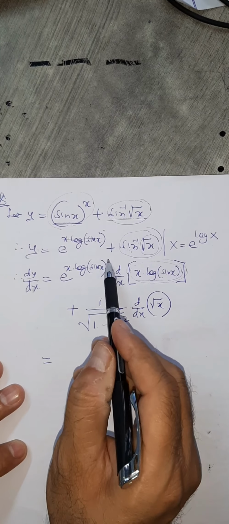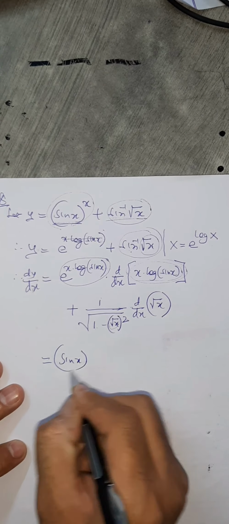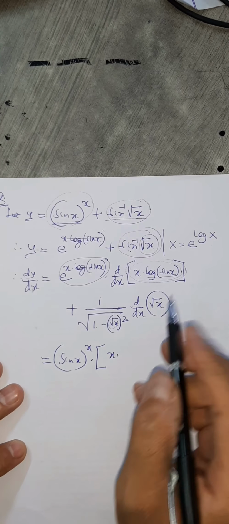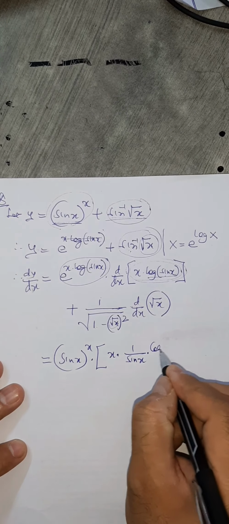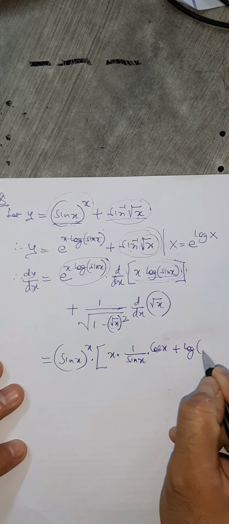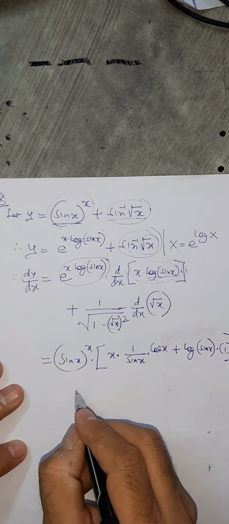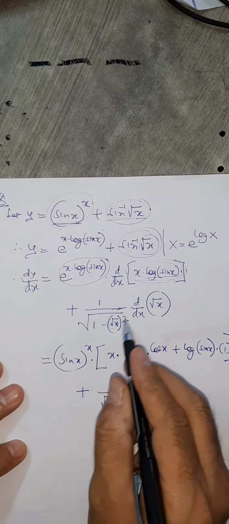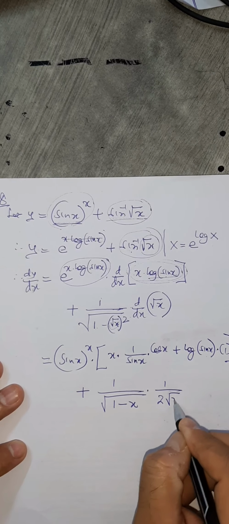Now the final step, from where you had this from the given expression. So here sin x raised to x. What about this, product rule? X as it is. What's the derivative of this? 1 upon sine into the derivative of sine, which is cos x, plus here log of sin x as it is into differentiation of x, which is 1, product rule inside the bracket, plus this is 1 upon root of 1 minus x, square root and square will get cancelled. What's the derivative of root x? 1 upon 2 root x.